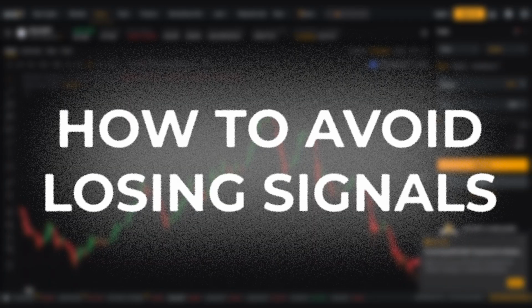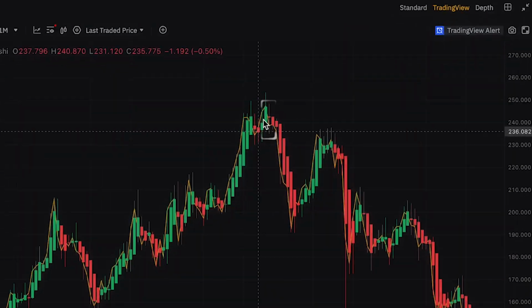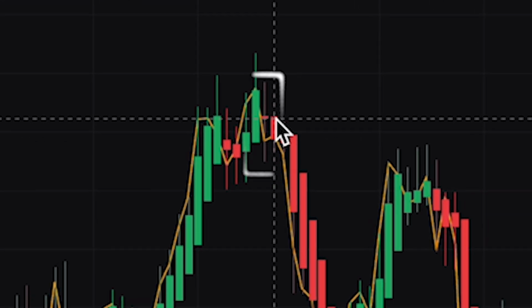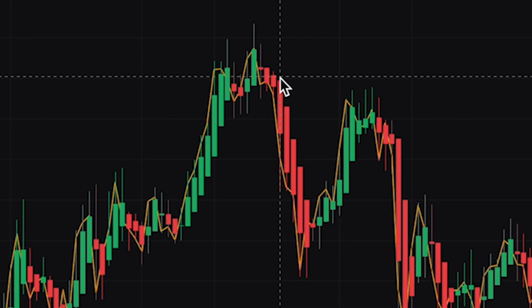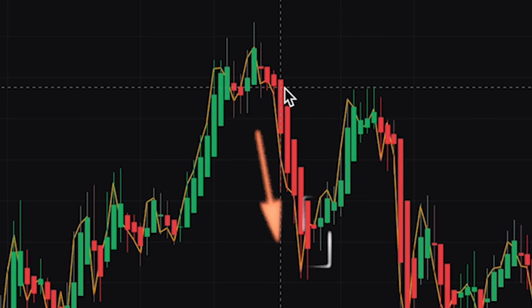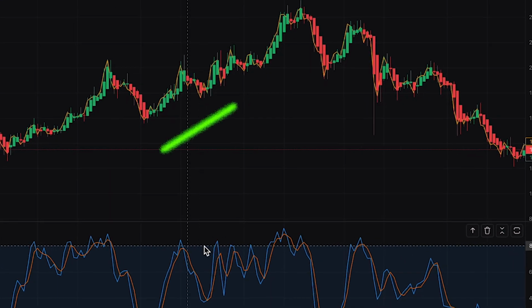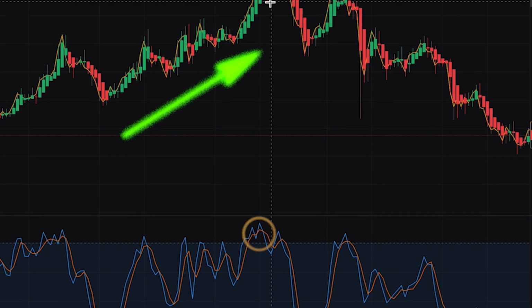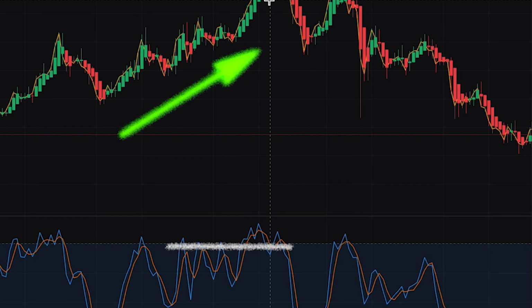Let's break down how to avoid losing signals. First, don't enter based on the stochastic without candle confirmation. Second, don't enter if Heiken Ashi hasn't shown a change in direction yet. And third, don't trade against a strong trend, even if the oscillator is screaming about overbought conditions.